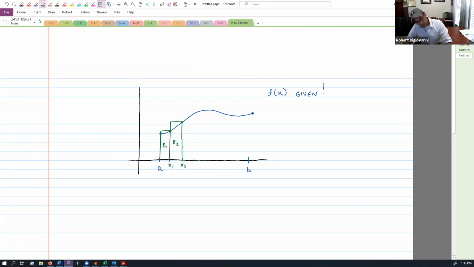Let's do it again. I'm gonna go over to x3. I'm gonna go up to the function, wherever the function is. I'm gonna go over, cross, and down. That'll be rectangle 3. All right? I'm gonna keep doing this. And I'm not gonna put 10 rectangles, I'm not gonna put 20 rectangles, I'm not gonna put 100 rectangles. I'm going to put n rectangles, n. And I'm not gonna tell you what n is. I'm just gonna say n, all right?